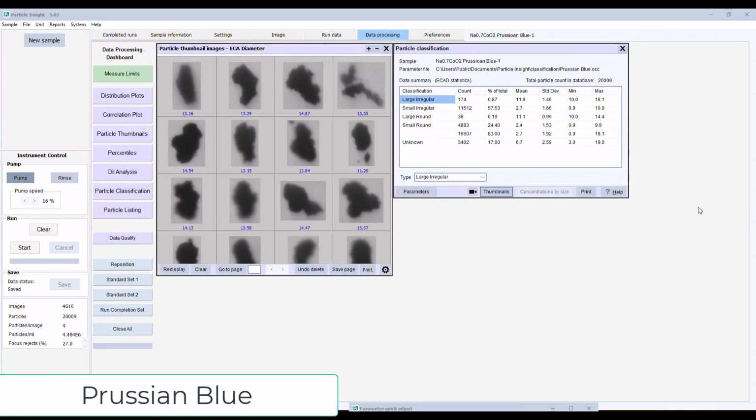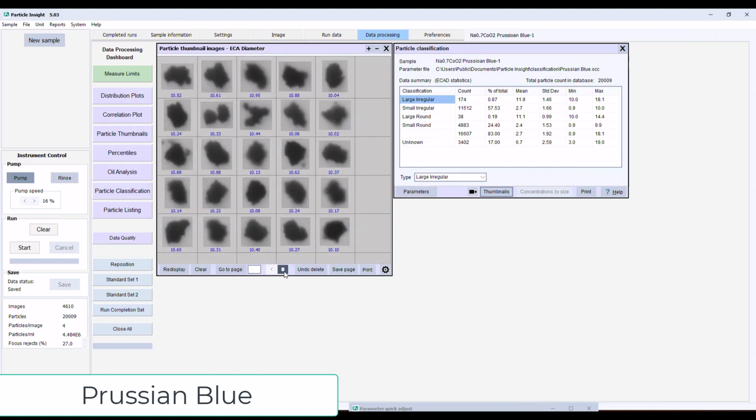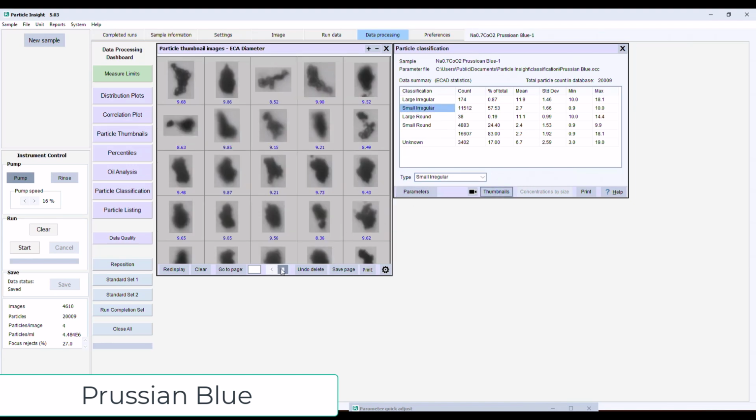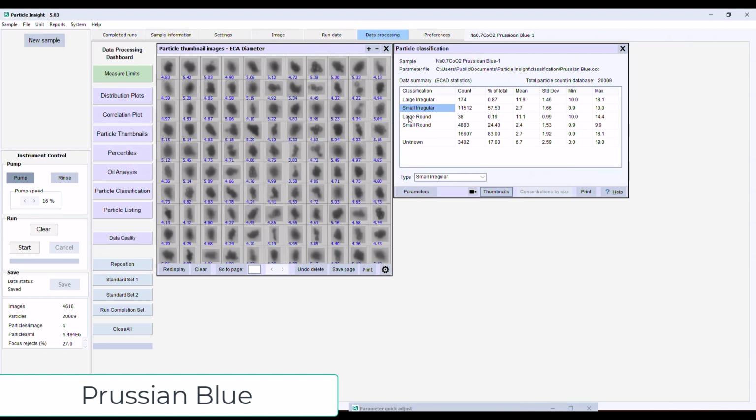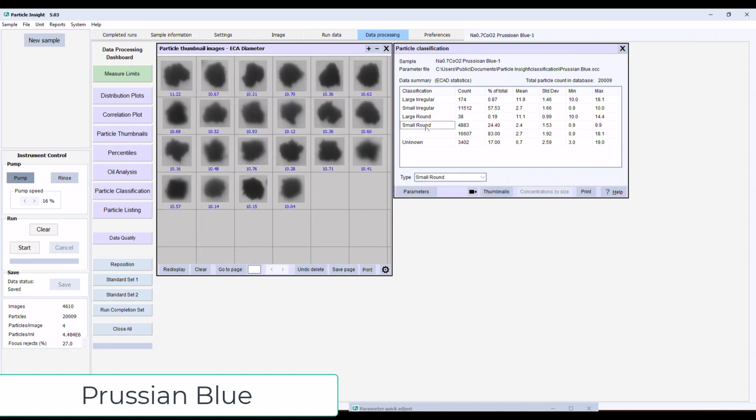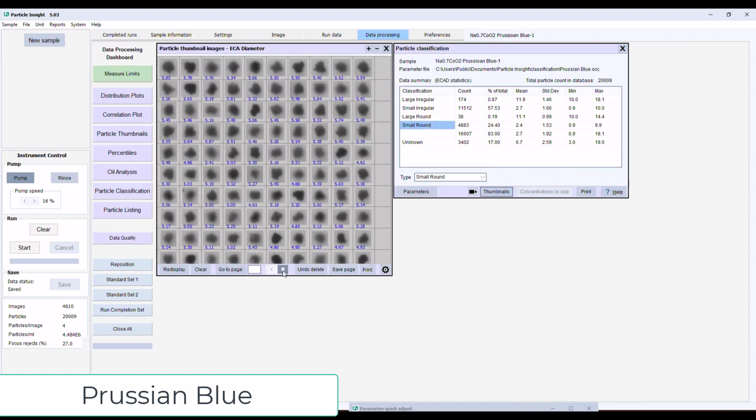At the end of the analysis, we've been able to look at different classifications of particles. In this case, we're looking at some of the larger irregular particles. You can also look at the smaller irregular particles, and we have two other classifications, large round and small round. Classification is just one of the features that allows you to categorize all the subpopulations in your sample.